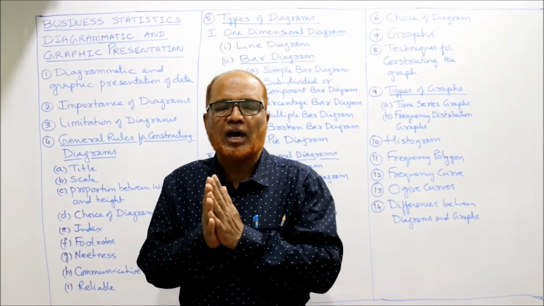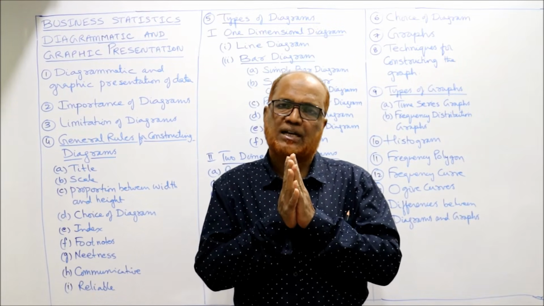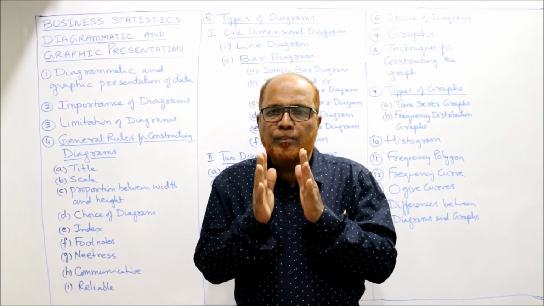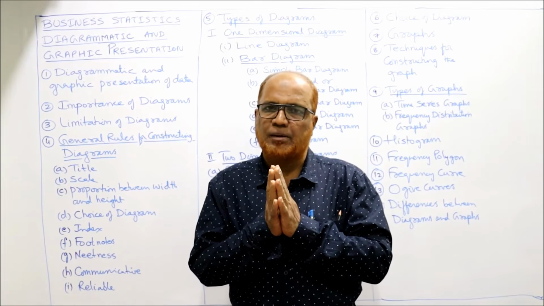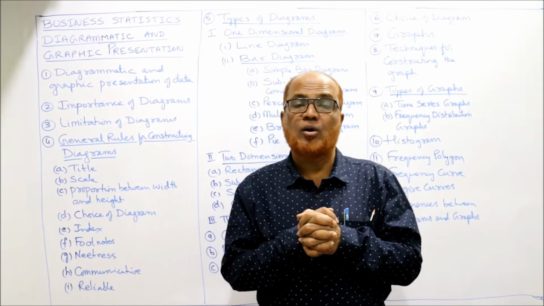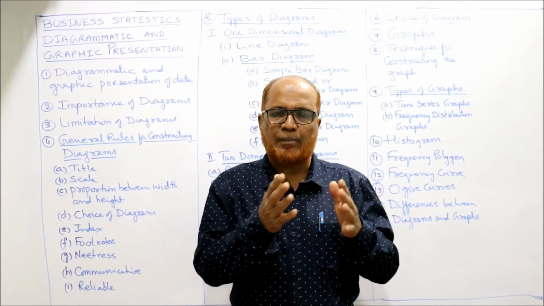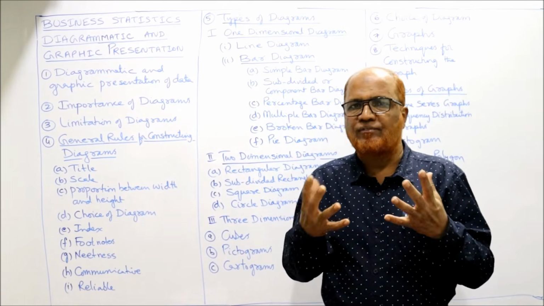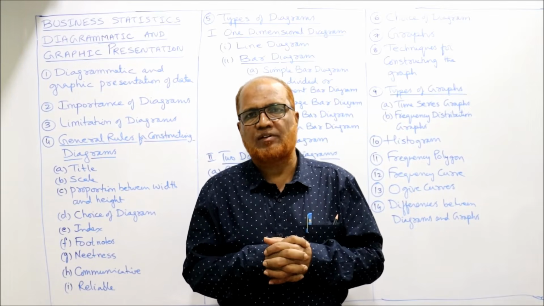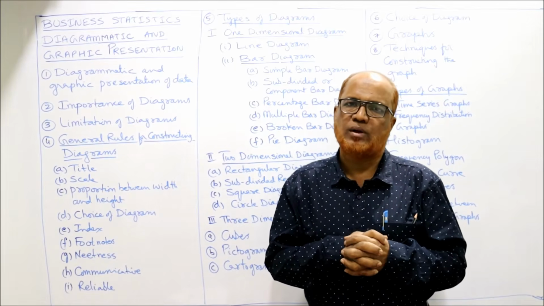In this video, I am now concluding the theoretical part of this topic called diagrammatic and graphic presentation. We have discussed the importance of graphical and diagrammatic presentation, the steps to be followed to make good diagrams, and the different types of diagrams: one-dimensional, two-dimensional, three-dimensional. Then the graphic methods: histogram, frequency polygon, frequency curve. Then differences we have seen, and Ogive curves we have seen. These are the things we have discussed in this unit.